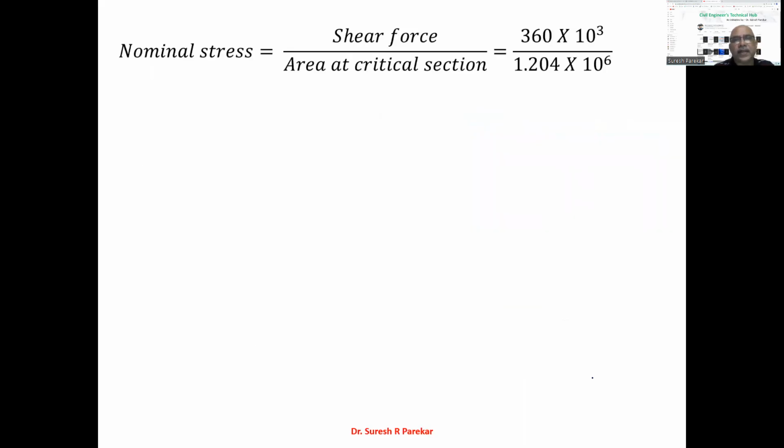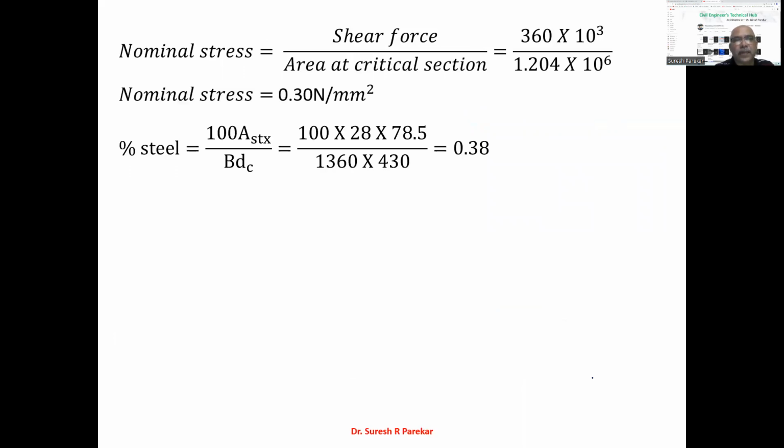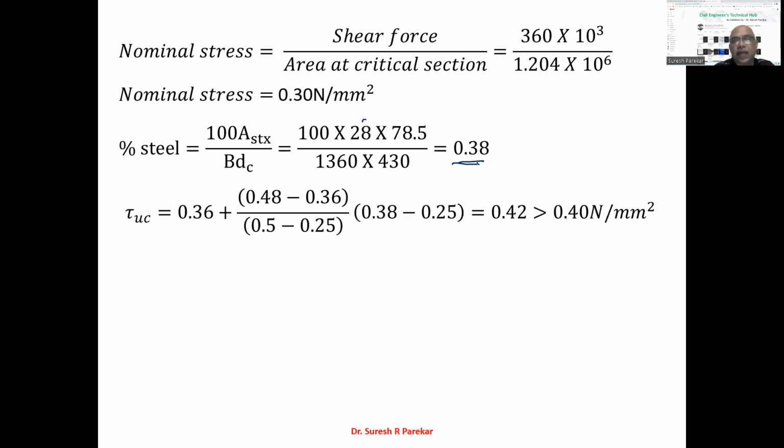Then we will find the nominal stress, 360 into 10 raised to 3 upon the area at the critical section. It comes 0.3. So we have the percentage of steel along the x direction. So 28 bars. It comes 0.38, same as last time. And then tau UC we will get as 0.42. And we have this value greater than this value, 0.3 Newton per mm square, and therefore it is safe.